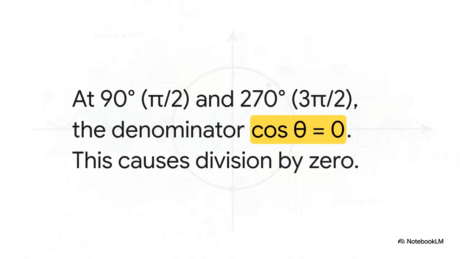So, here's where things get interesting. Look at 90 degrees and 270 degrees. At both of those spots, the angle is sitting right on the y-axis. The coordinates are (0, 1) and (0, -1). See the problem? In both cases, the x-coordinate is 0. So when we try to calculate tangent, when we try to do y divided by x, we end up trying to divide by 0. And as you know, that's the one thing you just can't do in math. The whole system just breaks.